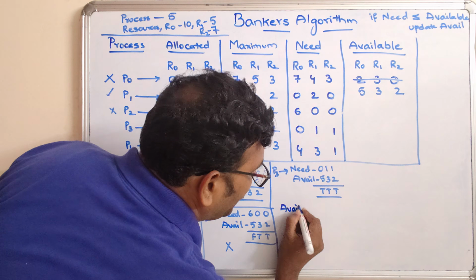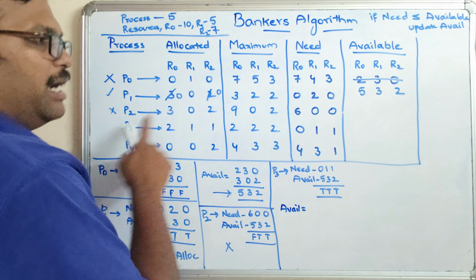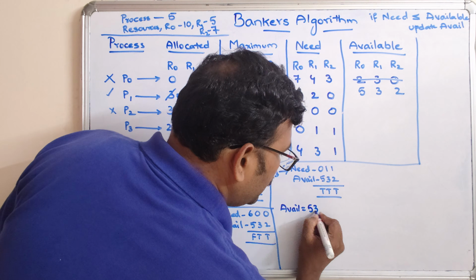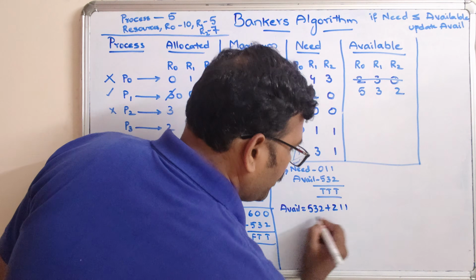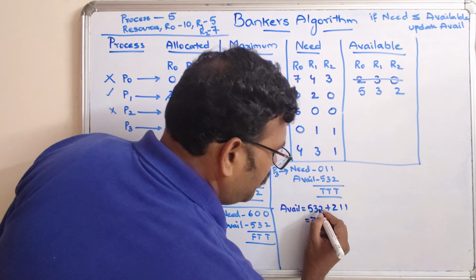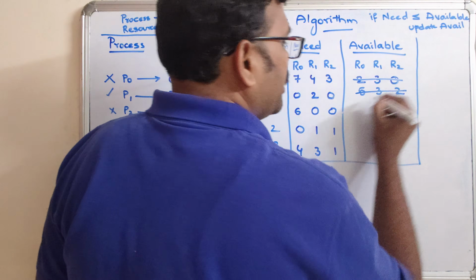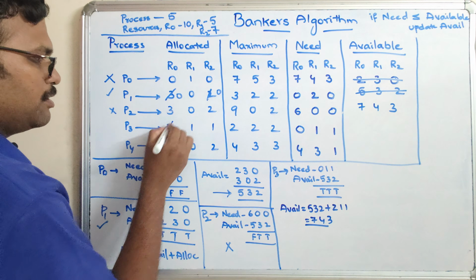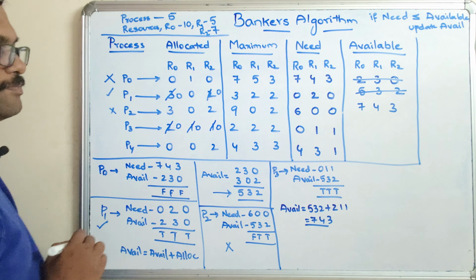Now what do we have to do? With the available resources, we have to allocate. Allocate this to P3 and let it be completed. So available will be 5, 3, 2 plus allocated resources 2, 1, 1, which becomes 7, 4, 3. So now available becomes 7, 4, 3 and this becomes 0, 0, 0.